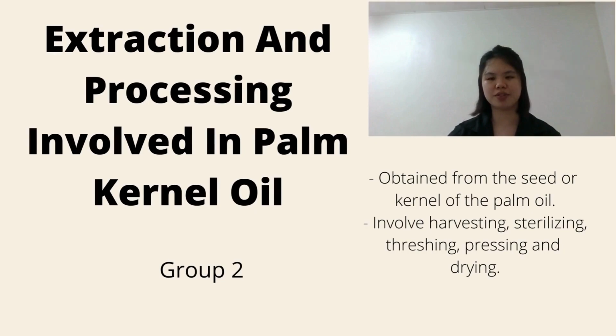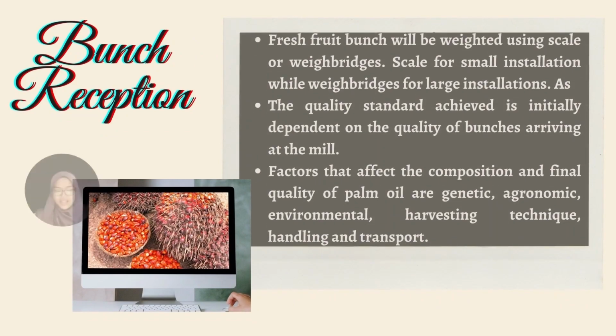Our title for today's video is Extraction and Processing involved in palm kernel oil. Palm kernel oil is obtained from the seed or kernel of the palm oil fruit. It involves the resection of fresh fruit branches from the plantation, sterilizing and threshing of the branches to free the palm fruit, washing the fruit and pressing of the crude palm oil. The crude oil is further purified and dried for storage.